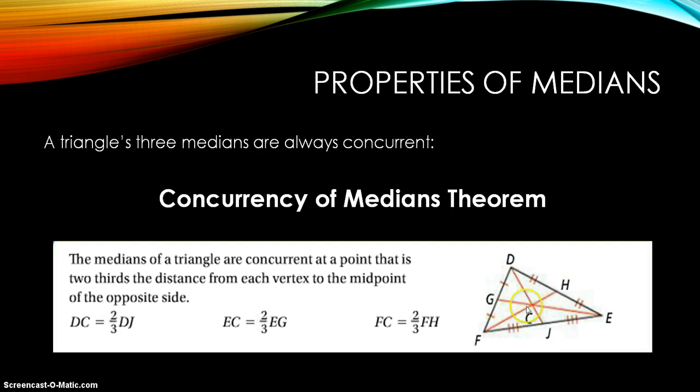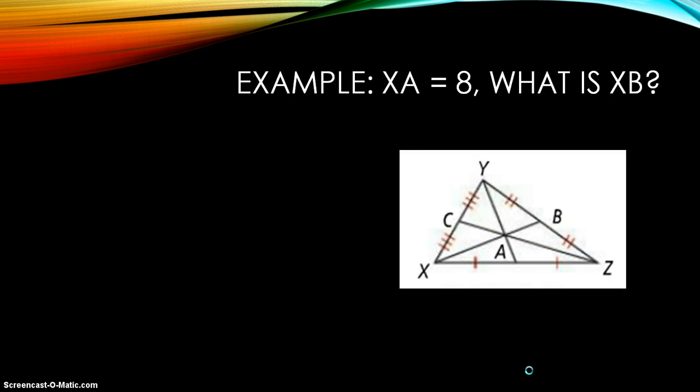Similarly, for FH, I know that FC is going to be 2/3 and CH is going to be 1/3. And once again with EG, I got to go from the vertex to the centroid, that's 2/3, and GC is only 1/3. So in each case, going from the vertex to the centroid is going to be 2/3 of the whole length of the median itself. So let's do an example like that.